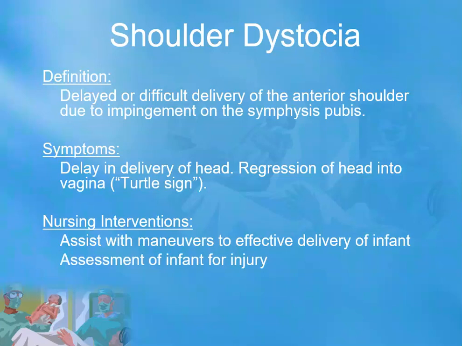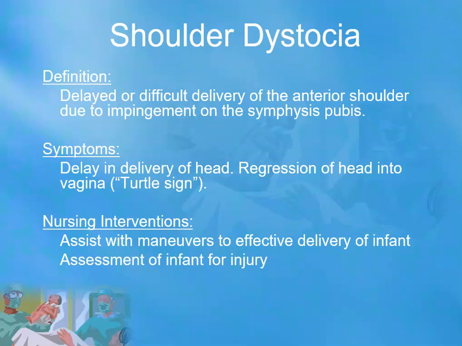You can see that baby's head a little bit. And then as soon as the contraction's over, it kind of goes back in. We call it a turtle sign, or you can say turtling, where the baby looks like a little turtle with its head going in and out of the shell. Because what happens is the shoulders get stuck. The head's down, but as soon as the contraction ends, the baby's head goes back in. And the shoulders are so broad, it's hard to deliver from below. So some nursing interventions assist with maneuvers to effectively deliver the infant.